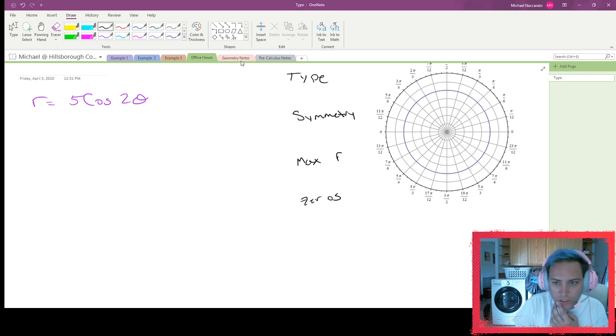Okay, so again, looking at this picture, I recognize there's a 2 theta here, so I instantly look at lemniscates, but R isn't squared, so it's not going to be a lemniscate. I know then it's going to be a rose. Since it's an even rose, I'm going to have to double it. So I know that this is going to be a 4-petal rose.